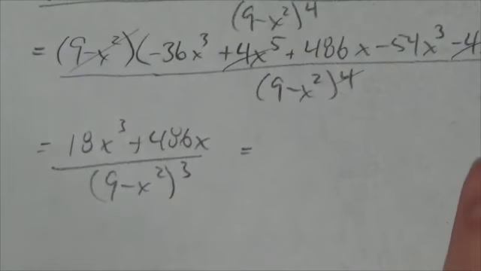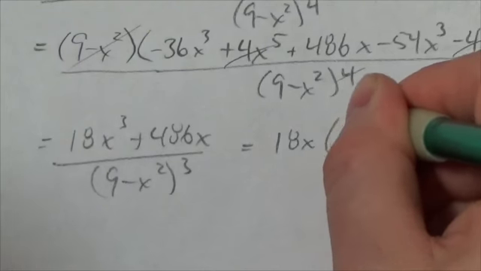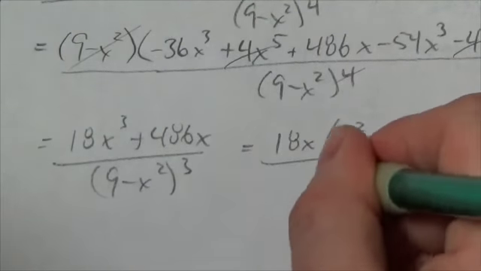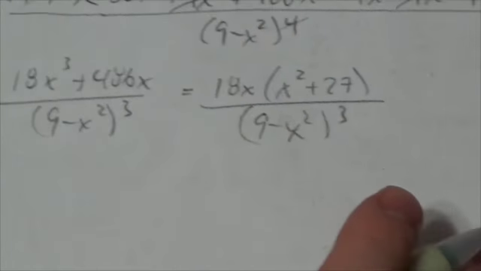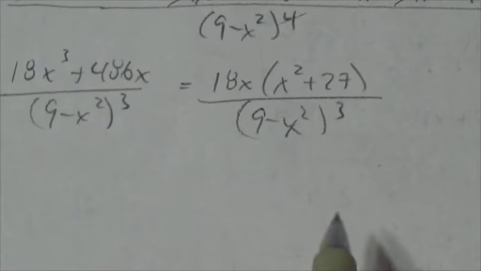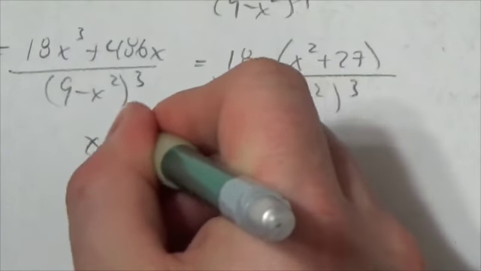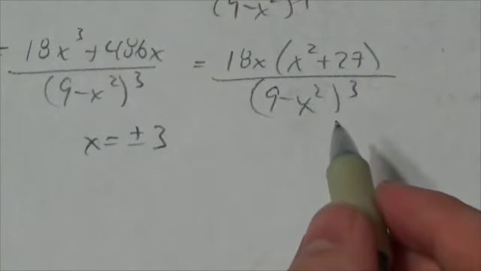Okay, see now that got cute real fast. And I'll take out the common 18x there. And this is over (9 minus x squared) cubed. Okay, so now at this point, to determine intervals of concavity, I'm looking for where the second derivative is either 0 or undefined. I can tell you right now it's undefined at plus or minus 3 because of the denominator. You can see that coming right away here.